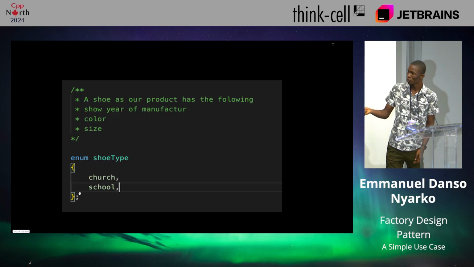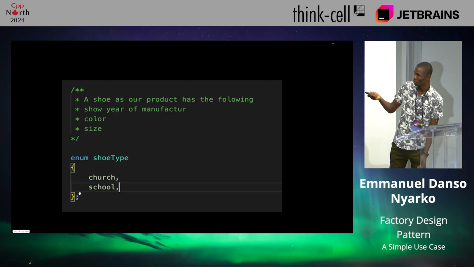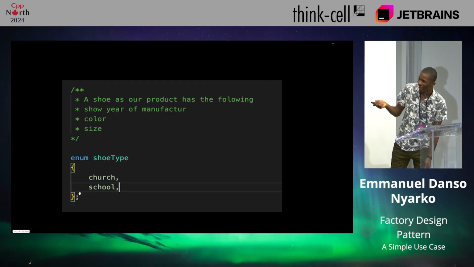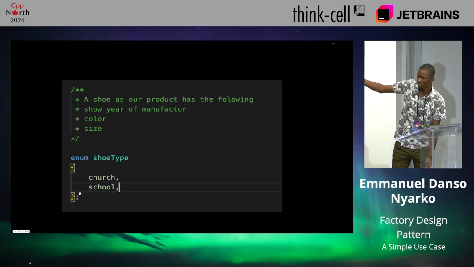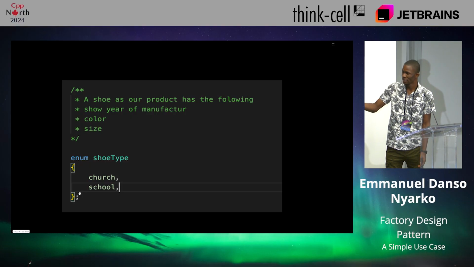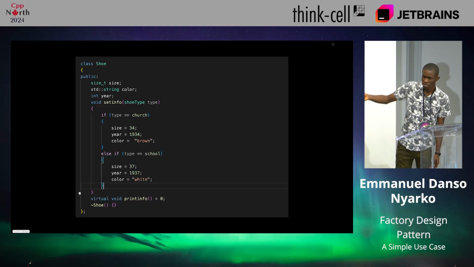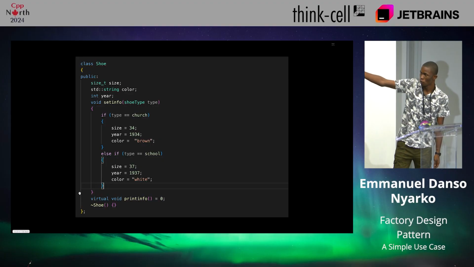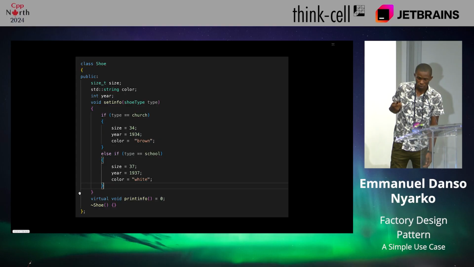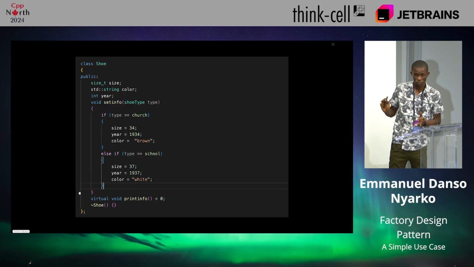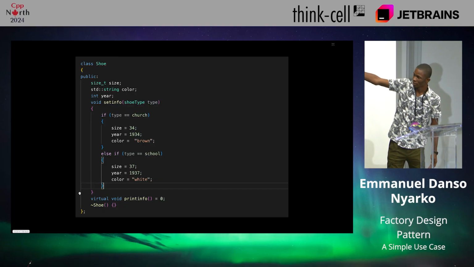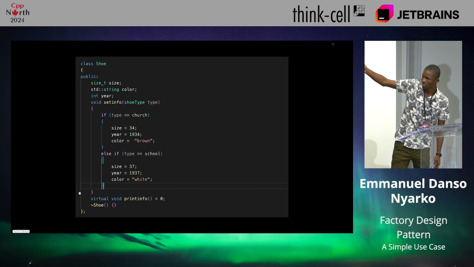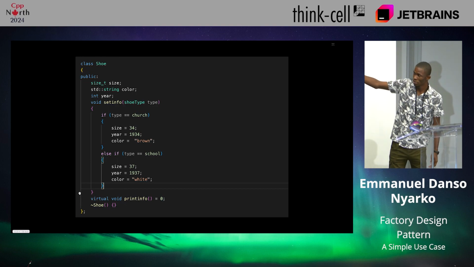So this is a simple code I wrote for him. I hope you see this from where he is. You have your enumerations of the type of shoes you want, maybe for a church or a school. Then there is a simple base class for a shoe. What you are primarily doing is just printing the information about the shoe. You are not doing anything complex. You have your public members, that's the size, the color, and the year the shoe was made.